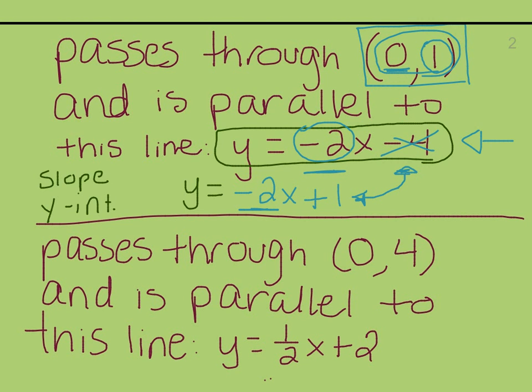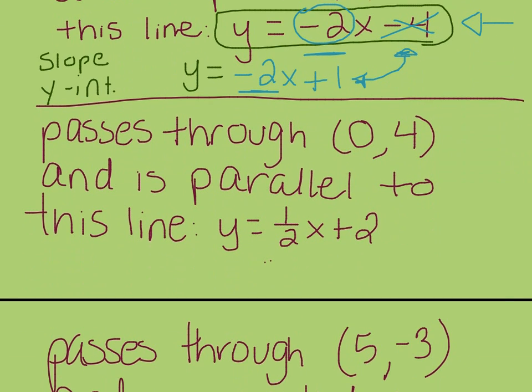So let's do that again with this equation. It passes through the point (0, 4) and is parallel to the line y equals 1/2 x plus 2. So again, every time you do this, you're looking for your slope. So if it's parallel to this line, that means it needs to have the same slope. The slope of this line is the 1/2. So my new line is also going to have a slope of 1/2.